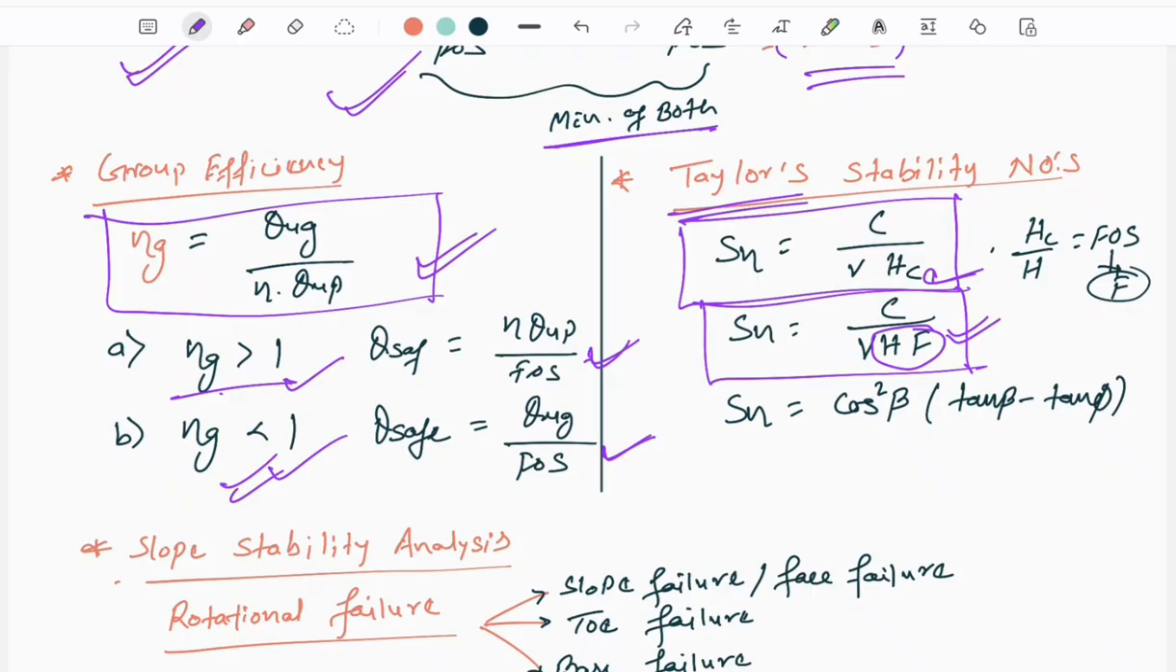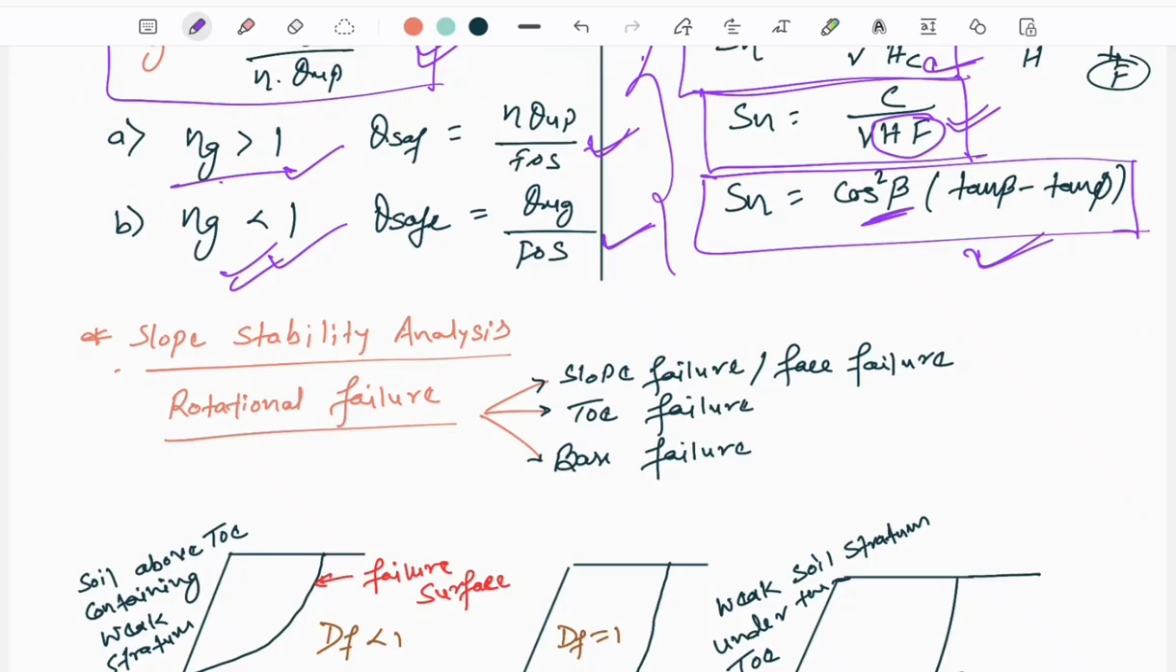And another formula is, if the beta angle is given, the failure slope is given, then cos square beta into (tan beta minus tan phi). So from this formula also you can calculate the stability number, Taylor stability number. These three formulas are used for Taylor stability number.